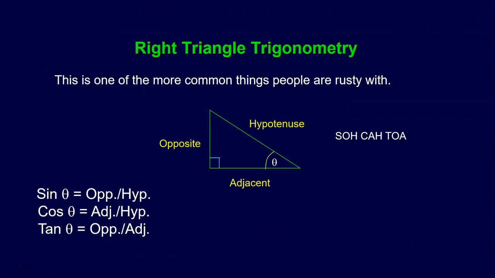So here's a really key part of stuff that we're going to do. We're going to use this all the time, probably like every day. It's right triangle trigonometry. Again, it's something you've seen before, but this is one of the more common things that I think people come in a little bit rusty with.